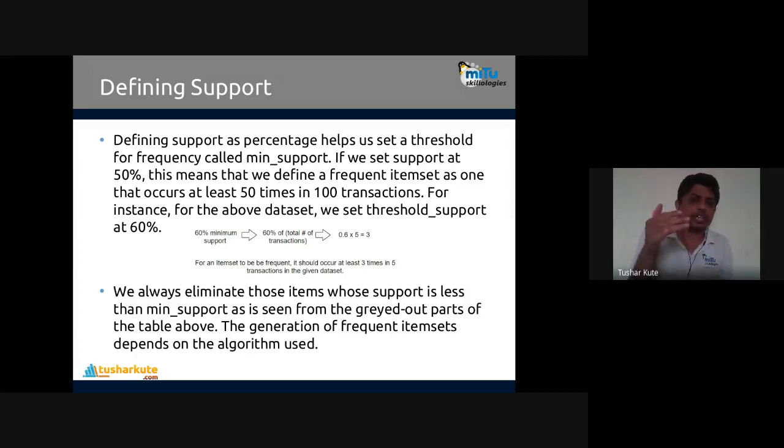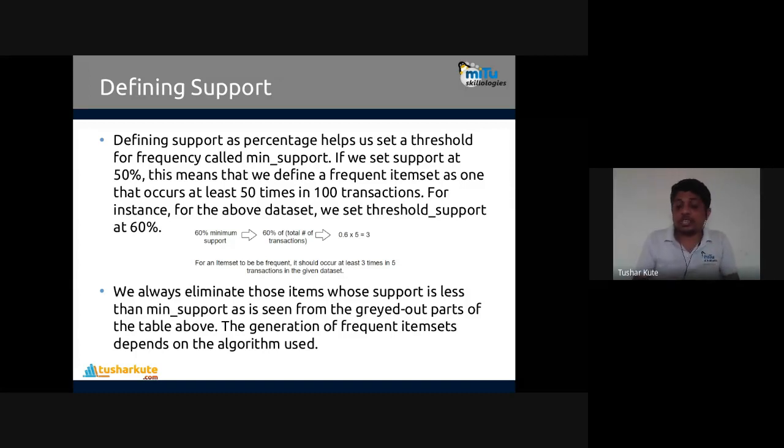So, as I told you about Cadbury, any particular chocolate, say Cadbury Dairy Milk, for example. If it is purchased only one time, there are no rules. 2 times can be a rule, but the frequency is not good. So it should be purchased at least 10 times, 20 times, 25 times. That's why support is required. So we always eliminate those items whose support is less than the minimum support.